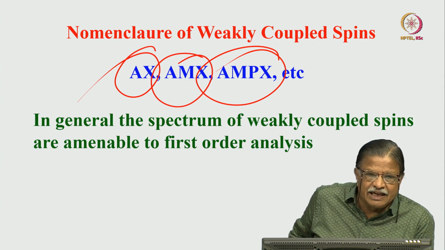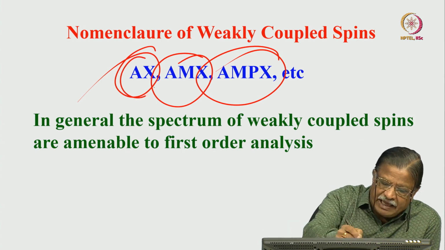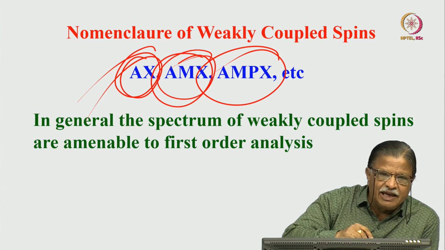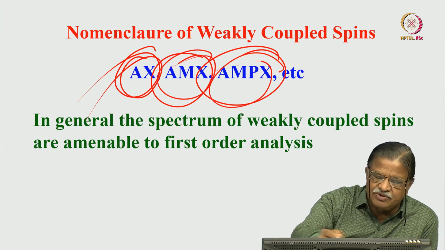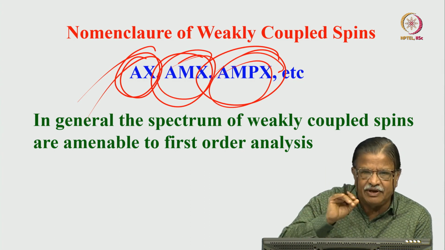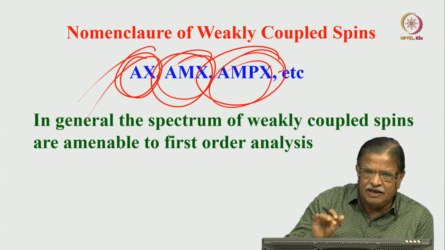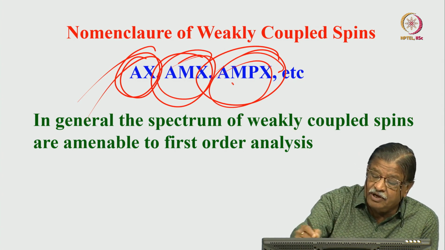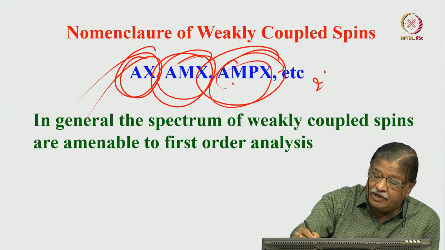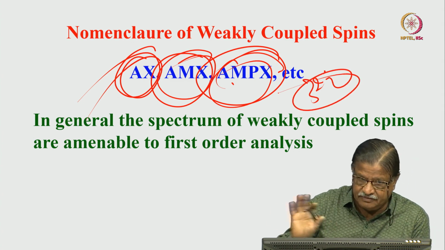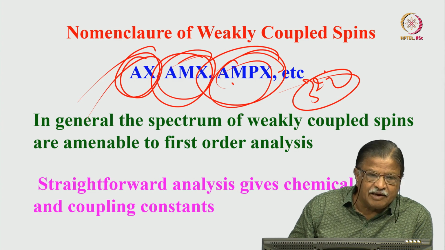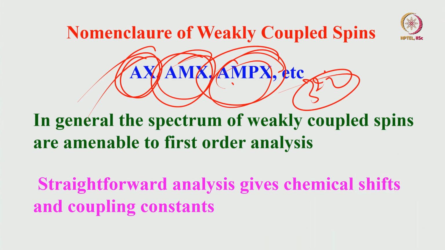And in general, as I said, the spectrum for the AX spin system, 4 lines we can analyze, AMX 12 lines we can analyze, AMPX gives you, sorry, not 16, AMPX is 2 cube into 4, 32 lines, that is also easy to analyze, very easy. Straightforward analysis gives you chemical shift and coupling constant, no difficulty, we can easily analyze it.